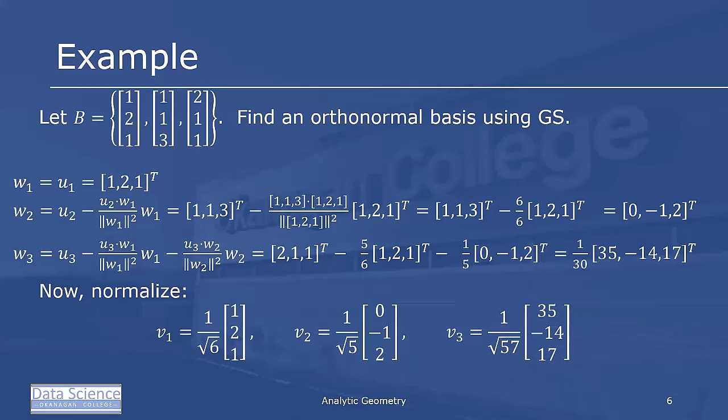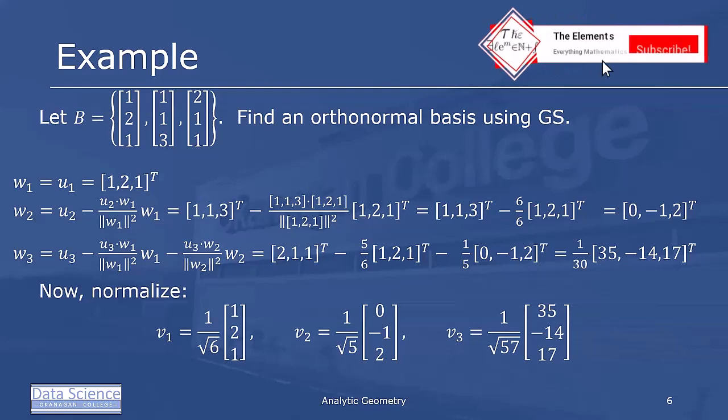Normalizing that, we get v1 is 1 over root 6 times the vector (1, 2, 1). v2 is 1 over root 5 times the vector (0, -1, 2). Vector v3 is 1 over root 57 times (35, -14, 17). In our next video, we're going to talk about rotating vectors.